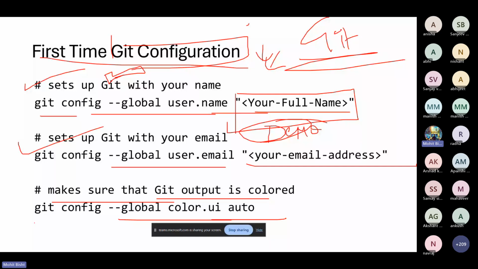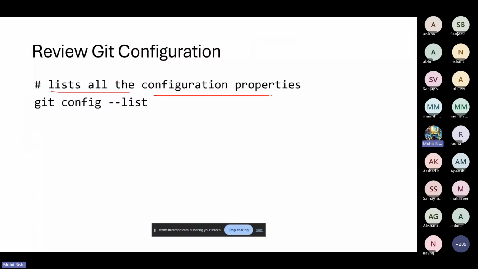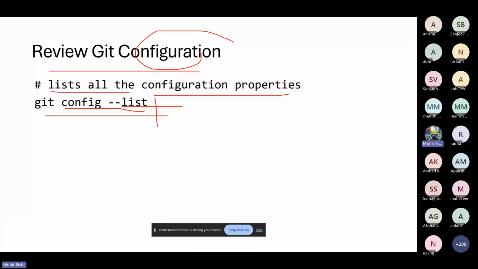Let's see the next step. List all the configuration properties. You can explore this part. You review the git configuration with git config --list. There is a git help command also. It tells all about the commands and other things, right?